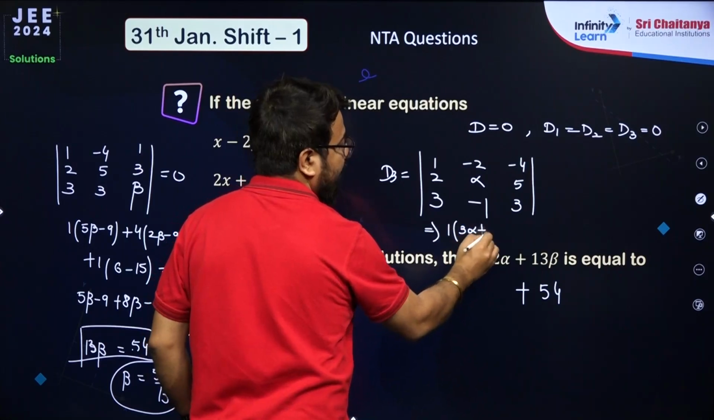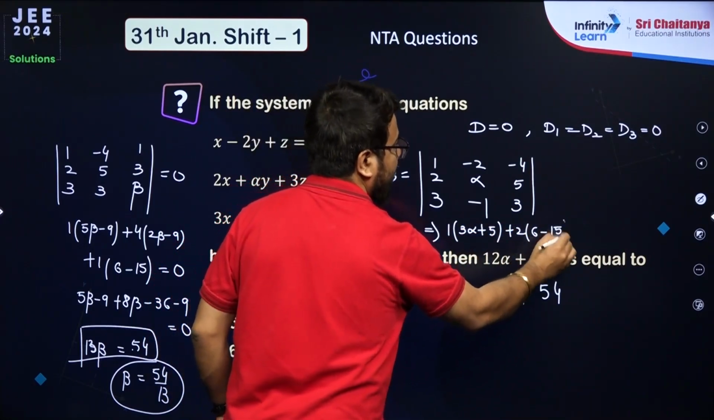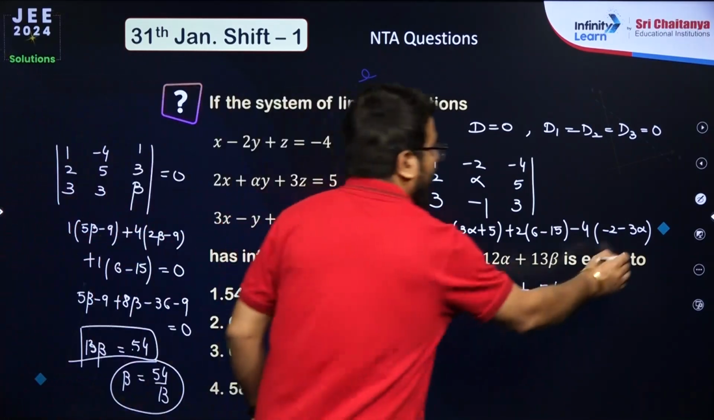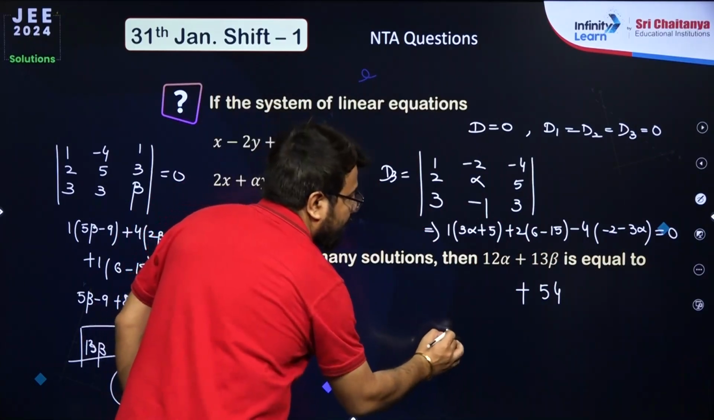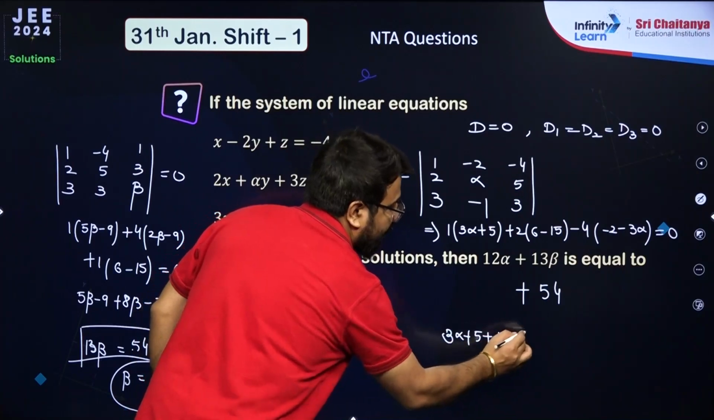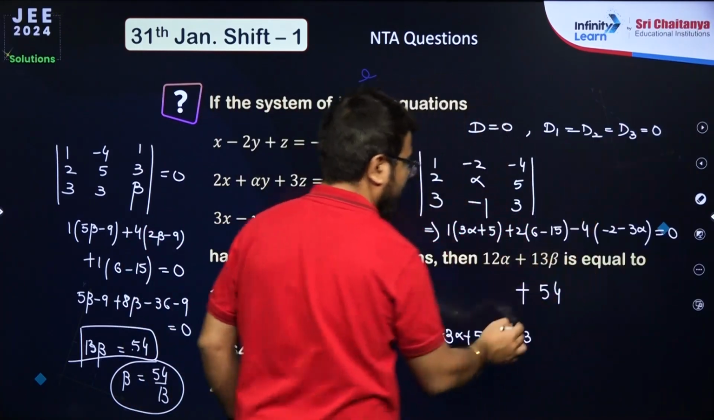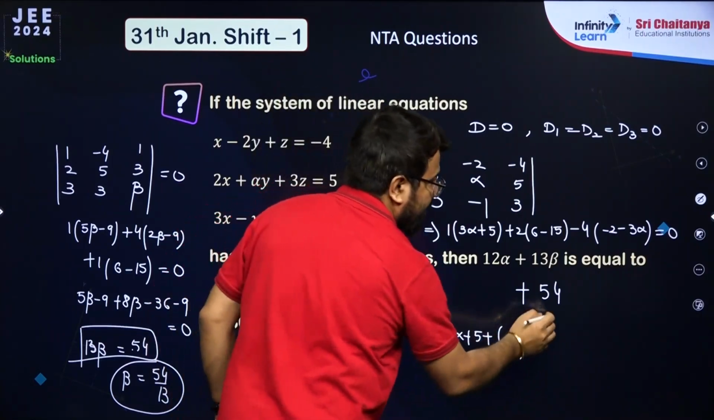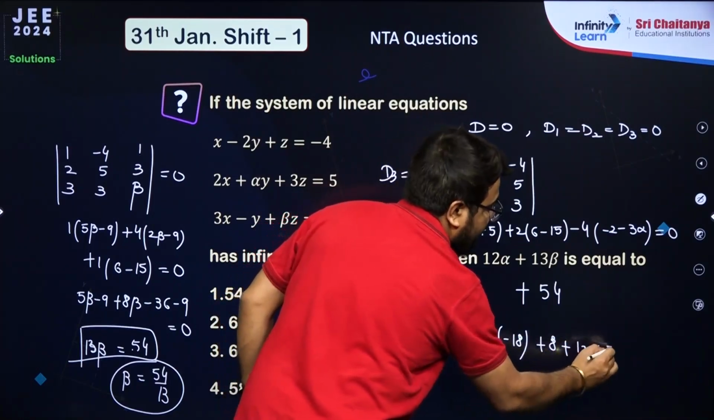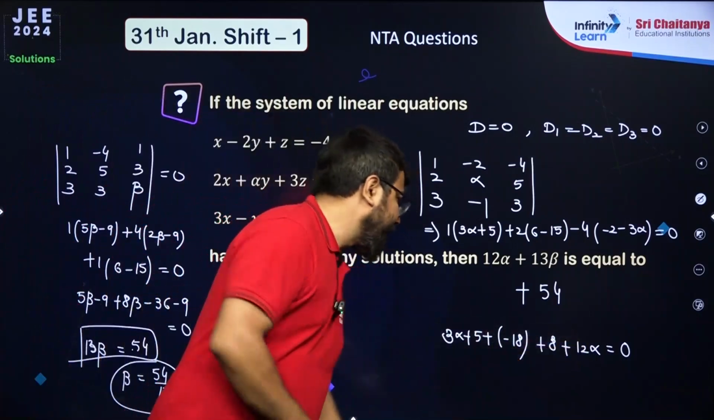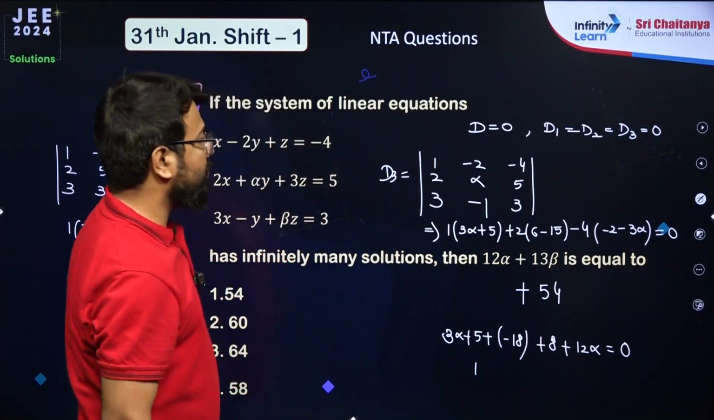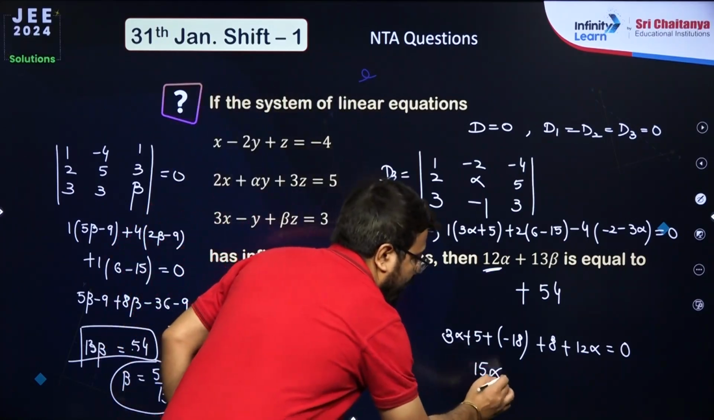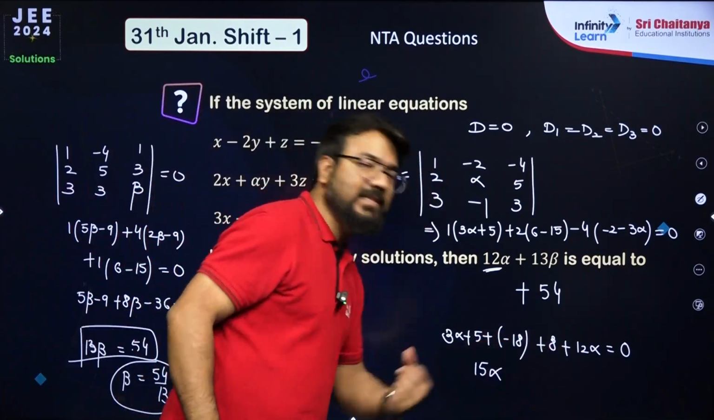So 1 times 3 alpha plus 5 plus 2 times 6 minus 15 minus 4 times minus 2 minus 3 alpha. So if I try to open up the parenthesis and make it 0, it will be 3 alpha plus 5, then it is 12 minus 30, 6 minus 15 we can do easily. It is minus 9 multiplied by 2, it becomes minus 18. Okay, and here it is plus 8 and plus 12 alpha, which is equal to 0. So 3 alpha and 12 alpha, it will become 15 alpha. Okay, it should not become 15 alpha because we are about to get the value of 12 alpha. But let us see how it can be done. 15 alpha. So minus 18 plus 8 is minus 10.